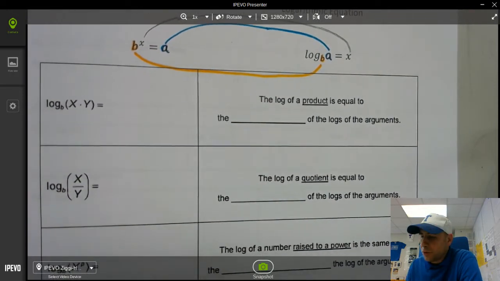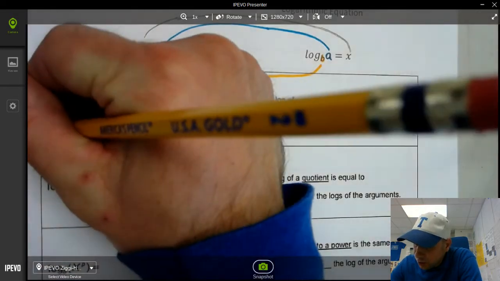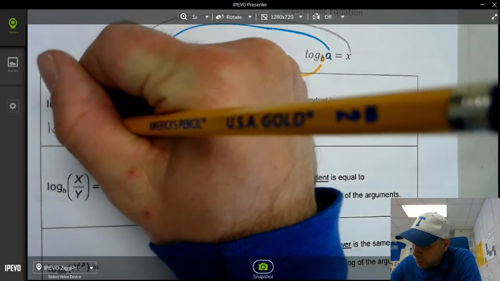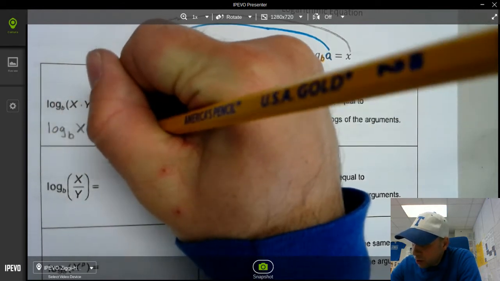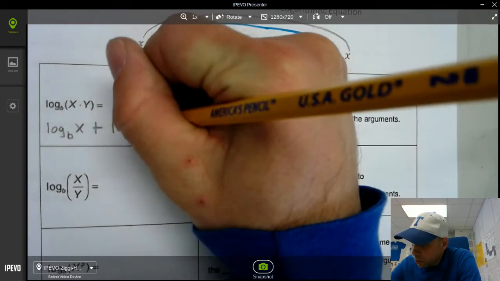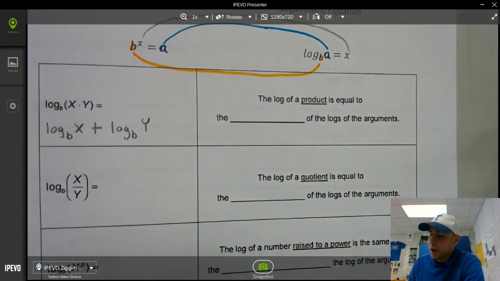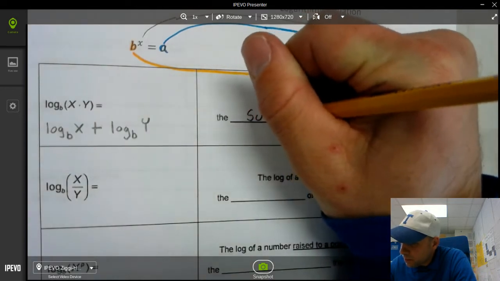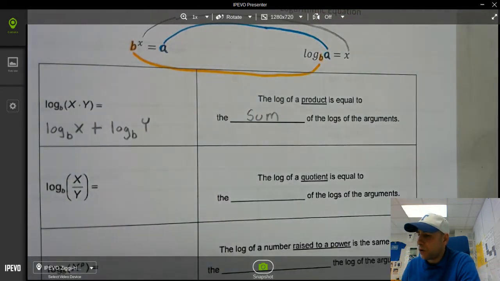All right, so when you have log B of x times y, now that's condensed. To expand it, it is log B of x plus log B of y. Okay, so you could say that the log of a product is equal to the sum of the logs of the arguments. Okay. All right, so pause a minute to write that down.